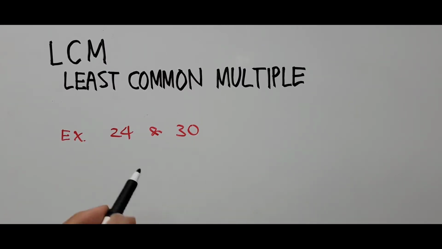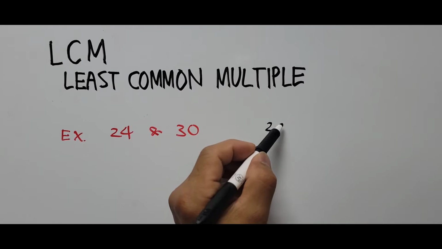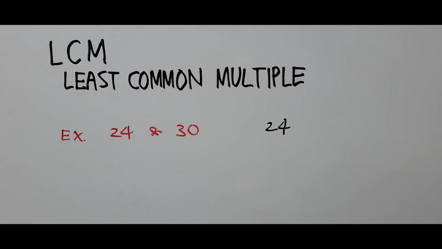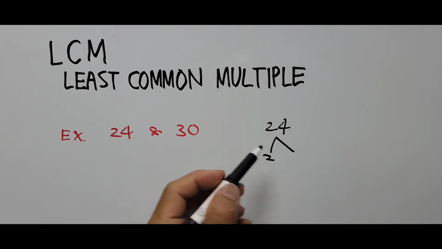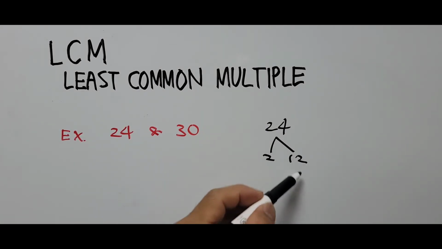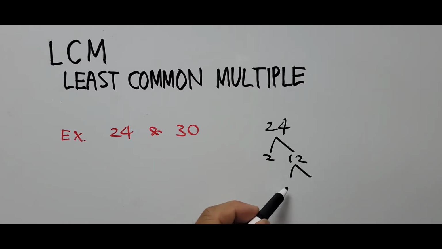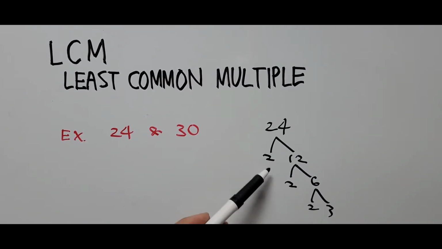So factor tree for 24, so we get the prime factorization. To get the prime factorization of the number, we utilize the factor tree method. The factors of 24 are 2 and 12, and 12 can be factored again into 2 and 6, and 6 can be factored into 2 and 3. So those are the prime factors of 24: 2, 2, 2 and 3.